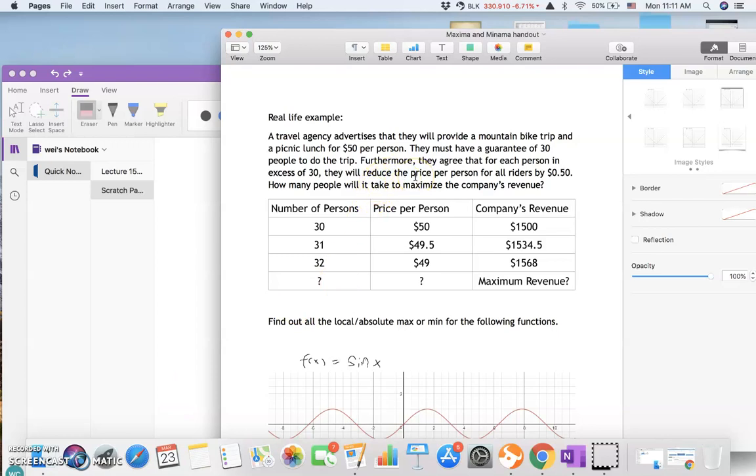A travel agency advertises that they will provide a mountain bike trip and a picnic lunch for $50 per person. They must have a guarantee of 30 people to do the trip. And furthermore, they agree that for each person in excess of 30, they will reduce the price per person for all riders by 50 cents. And we'll ask, how many people will it take to maximize the company's revenue?